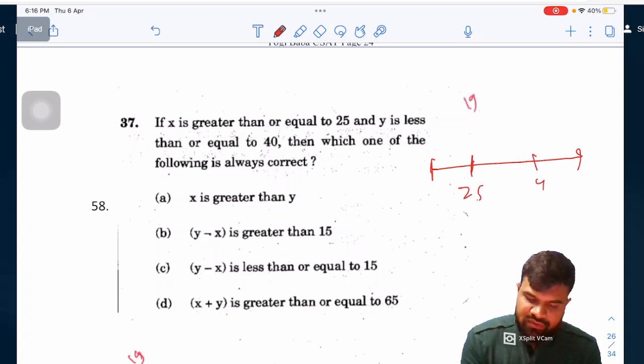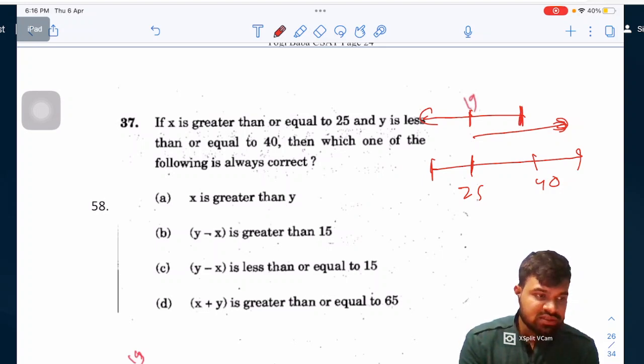This is 25. This is 40. So x is greater than or equal to 25, and y is less than or equal to 40. This is the bracket that we are getting.